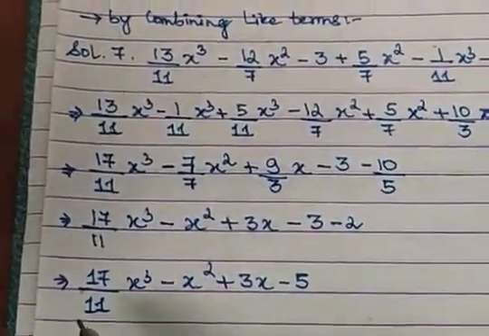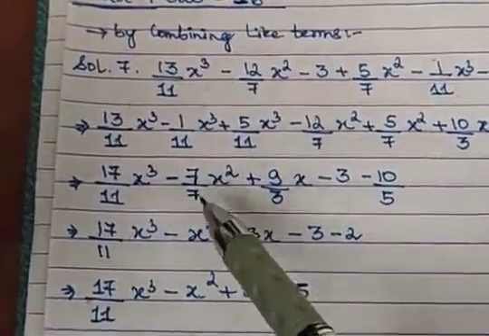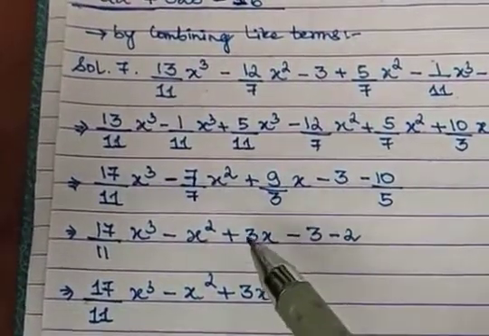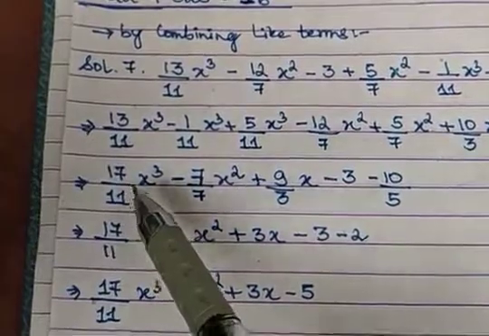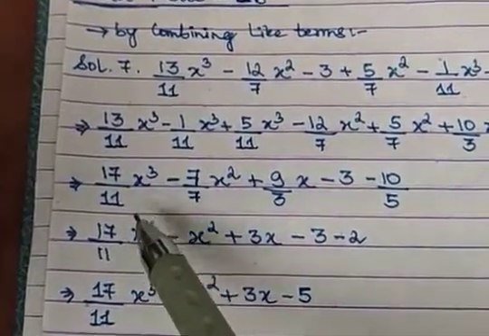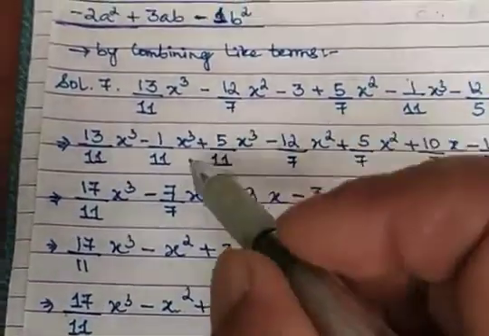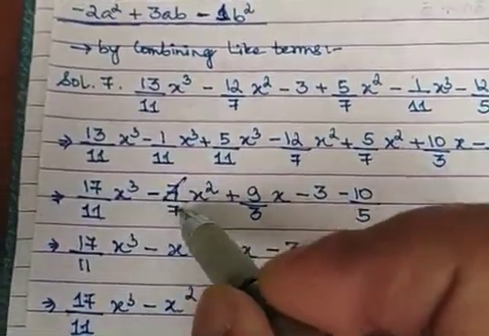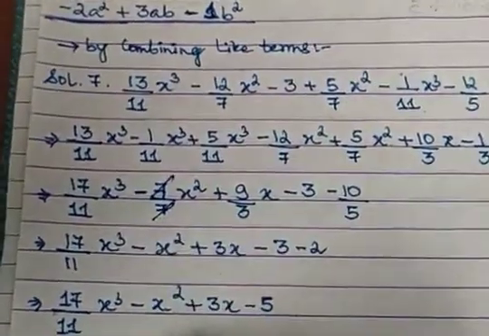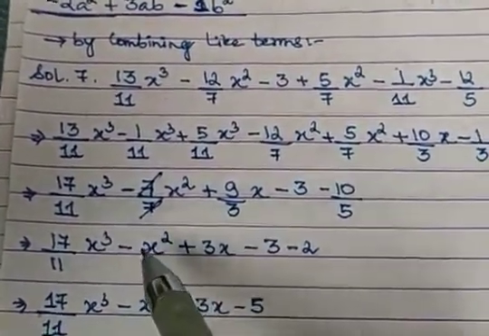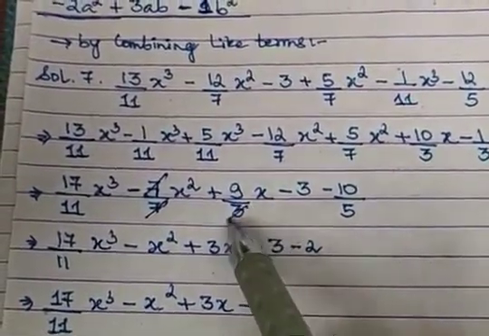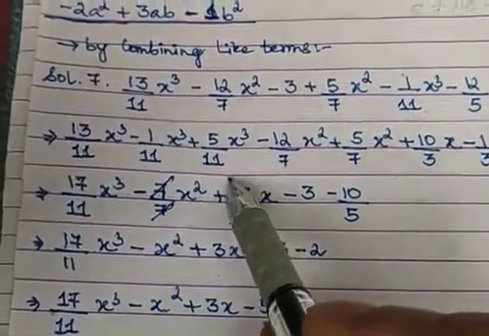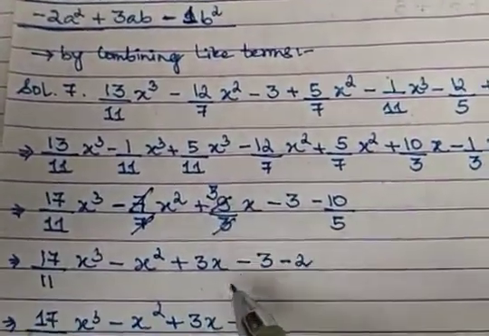No, we are not done, isn't it? Why? Because we got a few more steps to do. So 17 by 11 divided by 11 x cubed, it is the first term, remains as it is. Second term, we got 7 divided by 7, so you know that 7 and 7 can be cancelled. It will be 1, isn't it? So 1x squared. Again 3 times 3 is 9, so we have our answer as 3x.